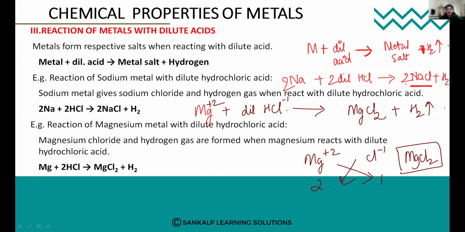So magnesium is a metal. It reacts with the dilute acid to form the respective salt, that is magnesium chloride, and hydrogen gas is liberated. Is it clear?